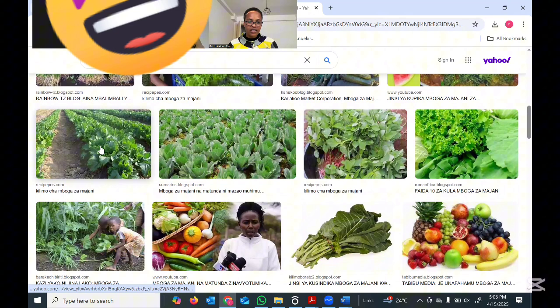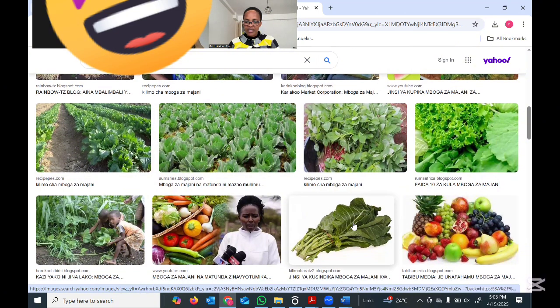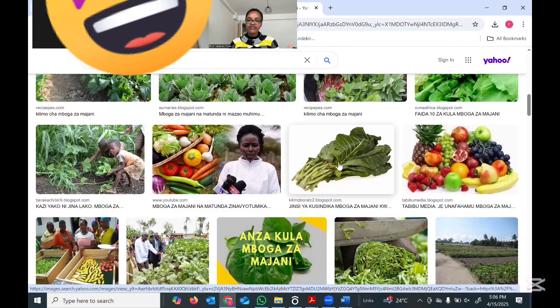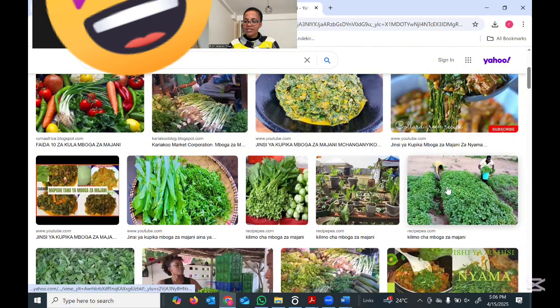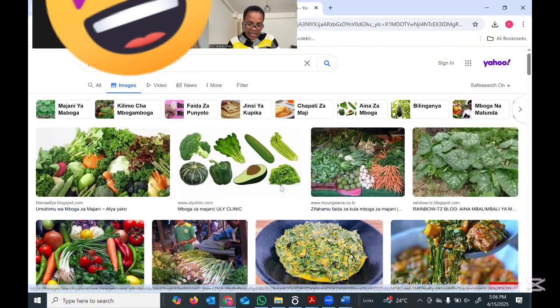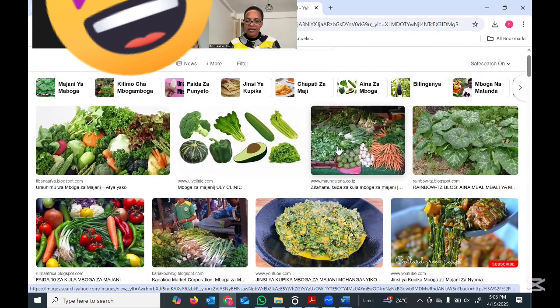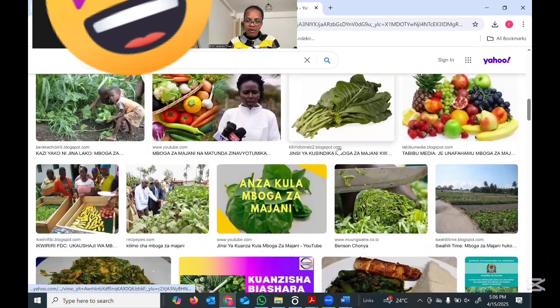This one we call it Chinese. This is a cabbage. This is another type of cabbage, but it doesn't look like a head. We call it sukuma, you know. All this is mchicha. This is pumpkin leaves. And so when we have harvested it, this is how they prepare it now.